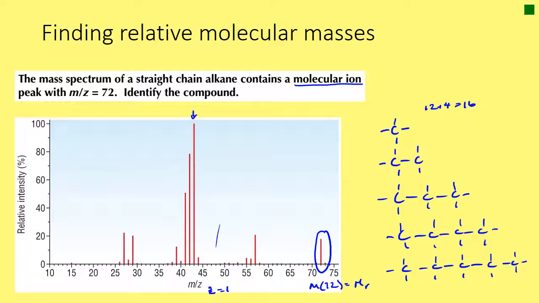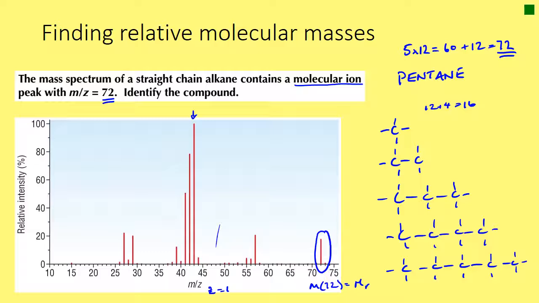Let's try the bottom one, pentane. So we've got 1, 2, 3, 4, 5 carbons, so 5 times 12 is 60. Right, how many carbons we've got, how many hydrogens we've got? 1, 2, 3, 4, 5, 6, 7, 8, 9, 10, 11, 12. Plus 12 equals 72. And so our 72 here matches this 72 here. And so therefore we have identified this compound as being pentane.